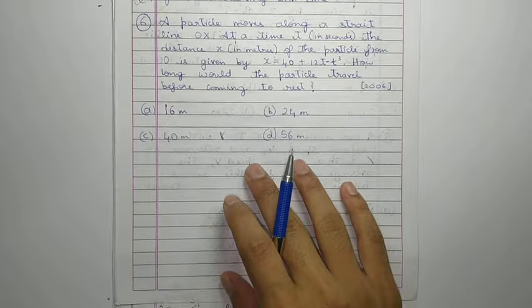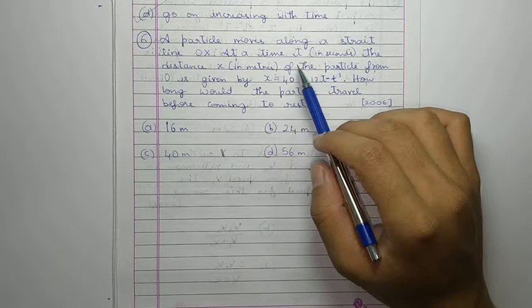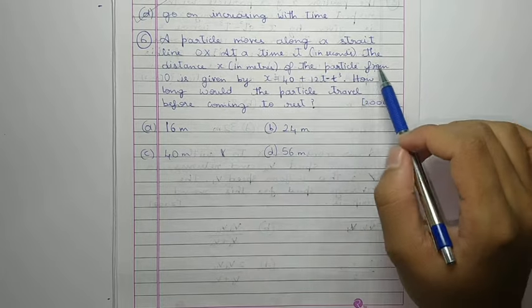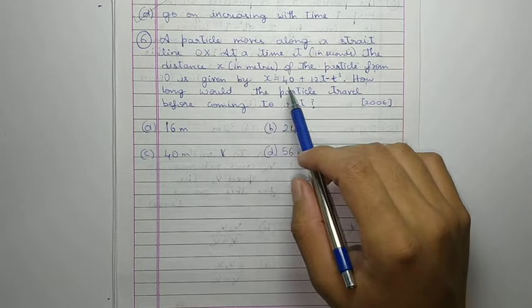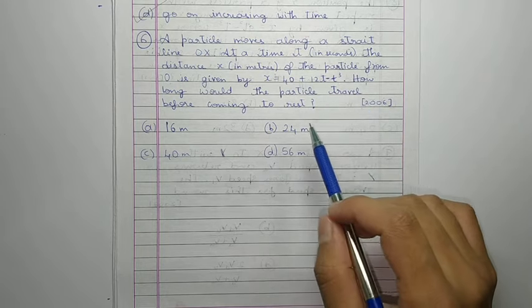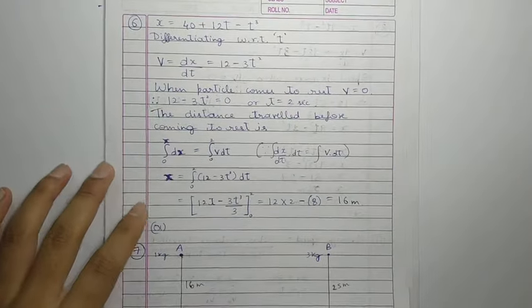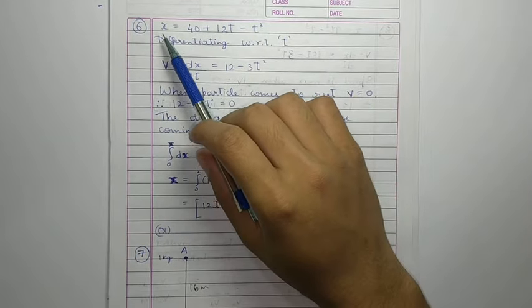Question 6. A particle moves along a straight line OX at a time t in seconds. The distance x in meters of the particle from O is given by x = 40 + 12t - t³. How long would the particle travel before coming to rest? Again, they have given the equation for displacement.